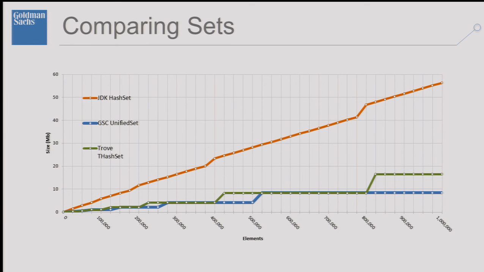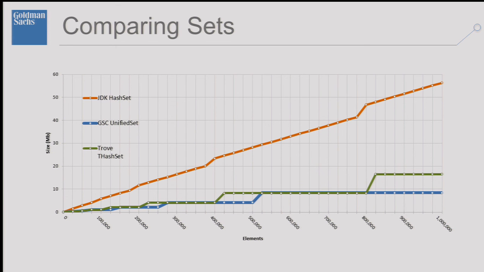I mentioned memory usage, and this, as I said, is one of the reasons that GS Collections was created in the first place. If you compare the JDK hash set usage with storing lots and lots of very small objects in it, you can see that for 1 million objects, the JDK hash set was using 50 meg, whereas the GS Collections hash set for storing very small objects is using less than 10 meg for an equivalent. And I can talk a bit about how that works if you're interested.